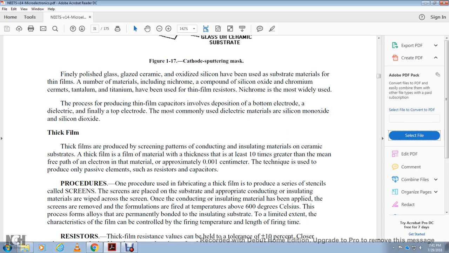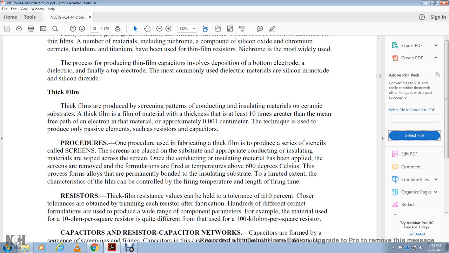Thick films are produced by screen printing a conducting or insulating material onto the ceramic substrate. The film material has a thickness at least 10 times greater than that of a thin film, which is approximately 1/10,000 of a centimeter. This technique is used to produce circuit elements such as resistors and capacitors.